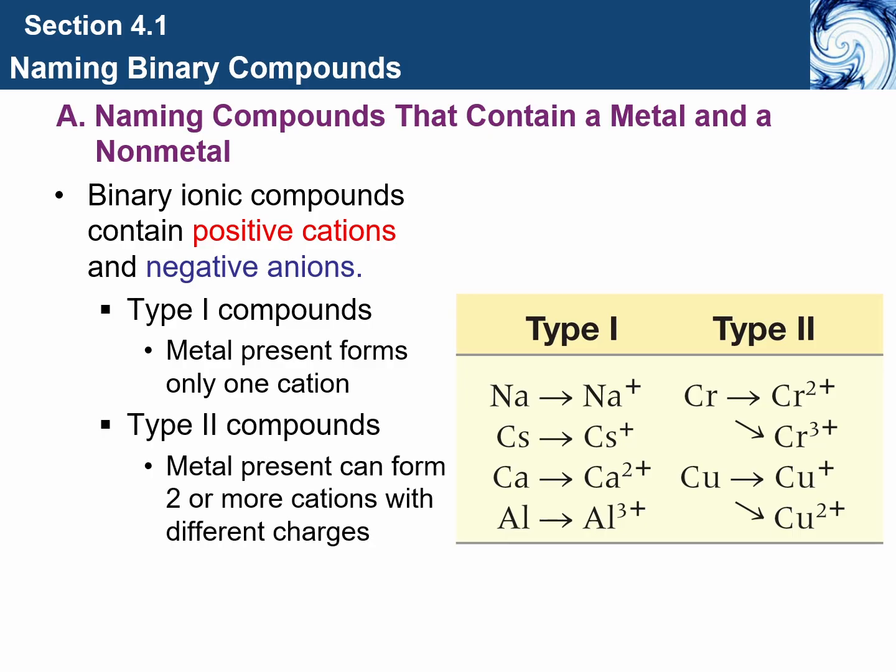In a type 2 compound, the metal can form more than one cation, so it can have different charges. Chromium may be Cr2+ or Cr3+, and believe it or not, maybe it could even be Cr+. Copper may form Cu+ or Cu2+, but because the metal's name alone doesn't tell us the ion charge, type 2 must include additional information about that charge. So we'll see that here soon.